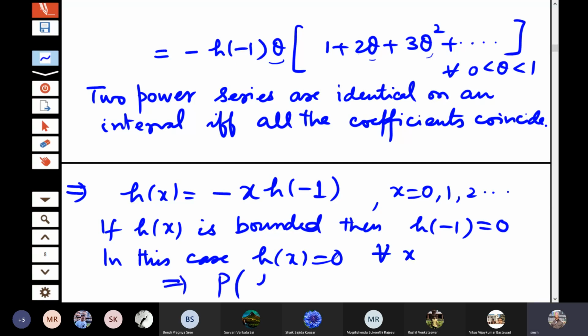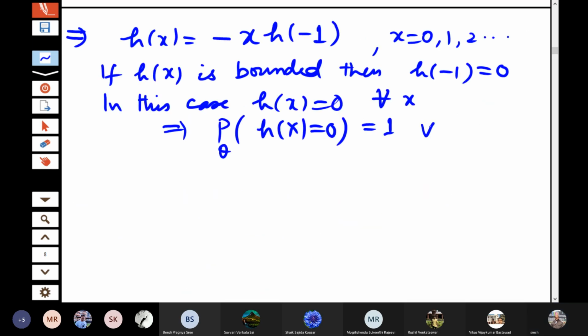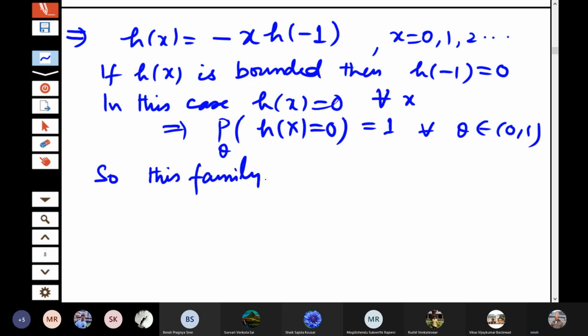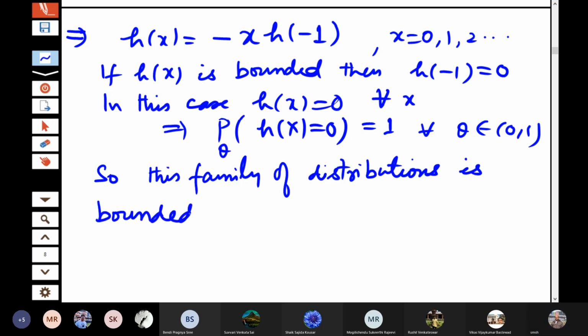This means that the probability that h of x is 0 is 1 for all theta. So this family of distributions is boundedly complete. However, if I take h of minus 1 to be non-zero, then hx will not be 0 for any value except, of course, for x is equal to 0. That's all. For no other value, this will be 0.